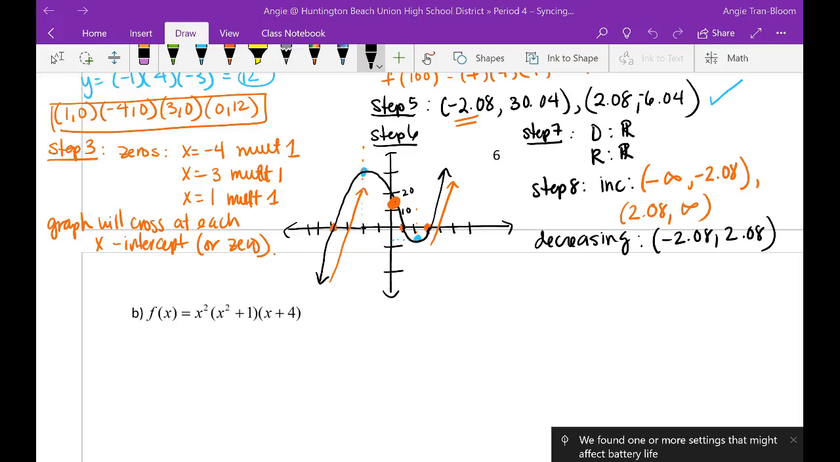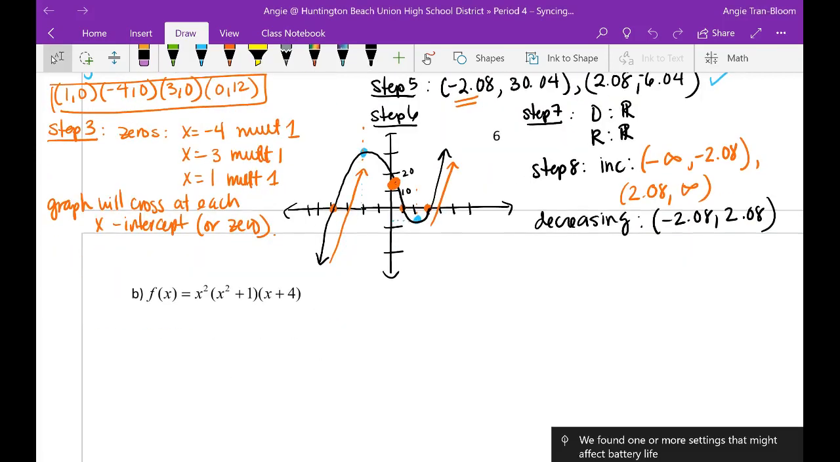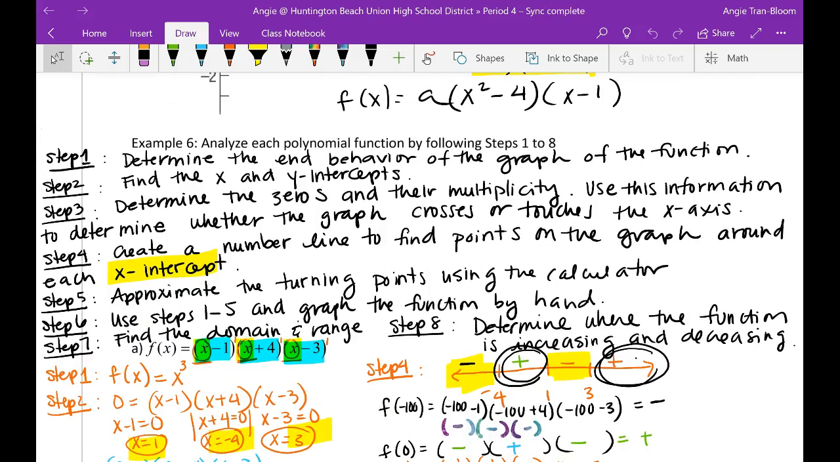Hi guys, this recording is for section 4.1 example 6b, okay? Remember example 6b, you were supposed to write down the steps and follow these steps when you are doing your homework. So when the homework says use steps 1 to 8 to analyze the function, I want you to take out your notes and use these steps, okay?